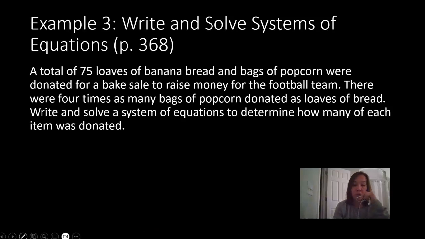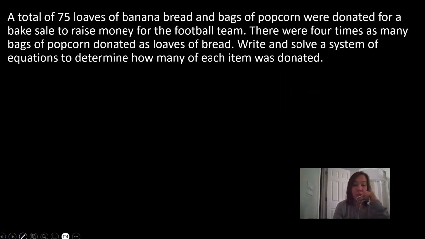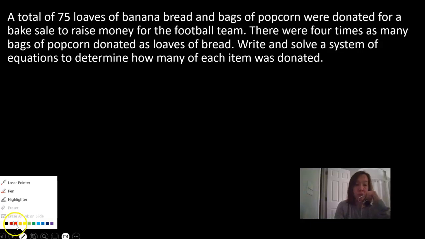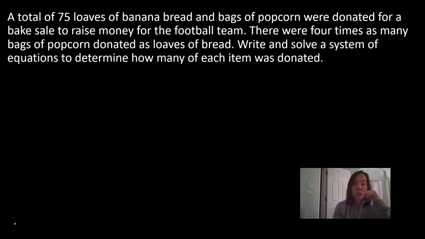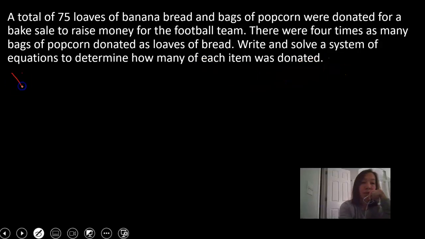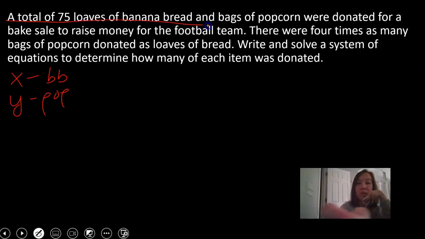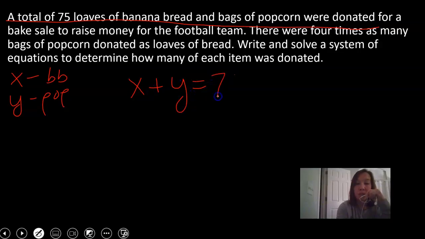Okay, let's work on solving this one. A total of 75 loaves of banana bread and bags of popcorn were donated. We want to know how many of each item. So let's just say X is banana bread and Y is popcorn. Now, a total of 75 loaves were donated. So we could say that X plus Y equals 75.